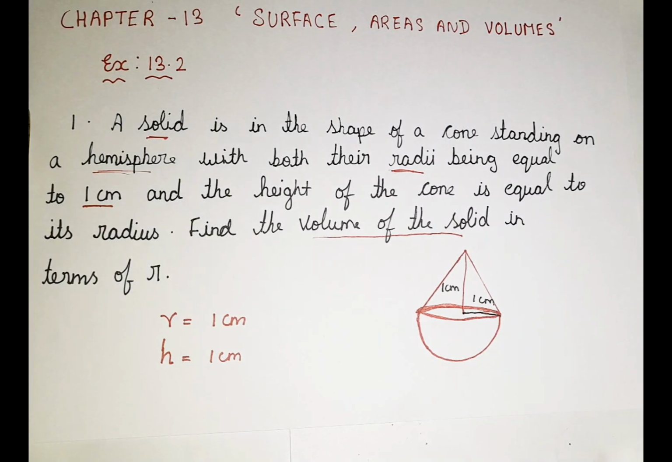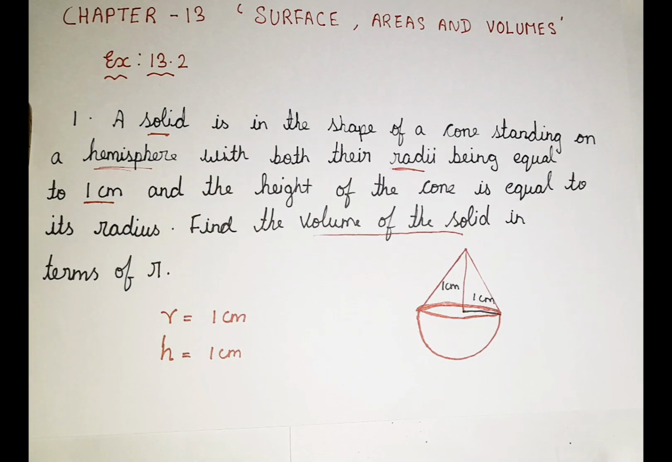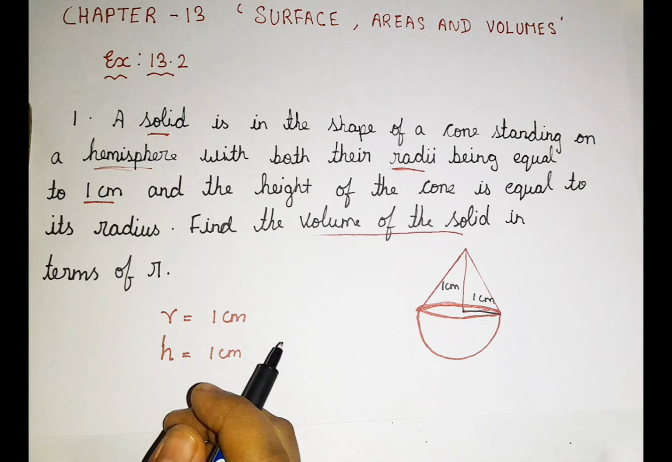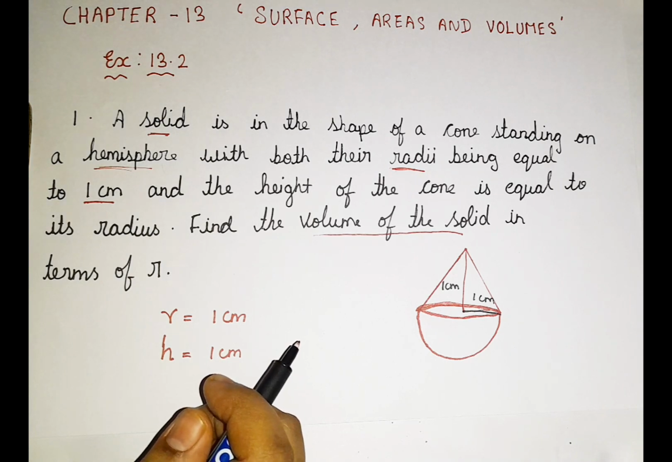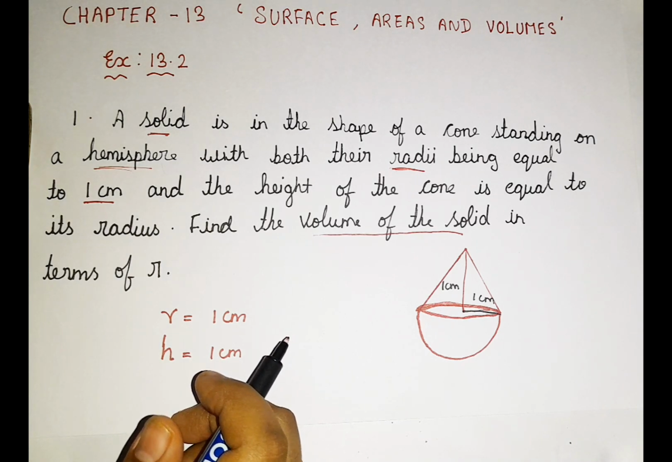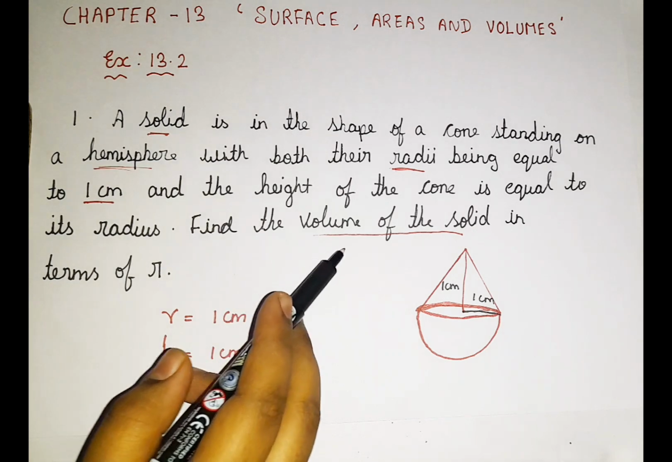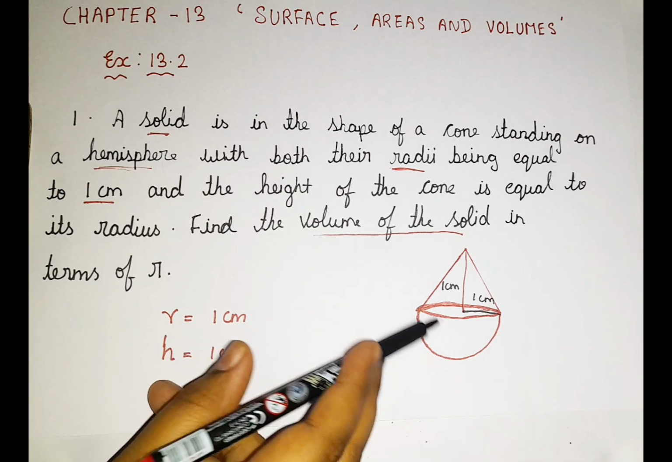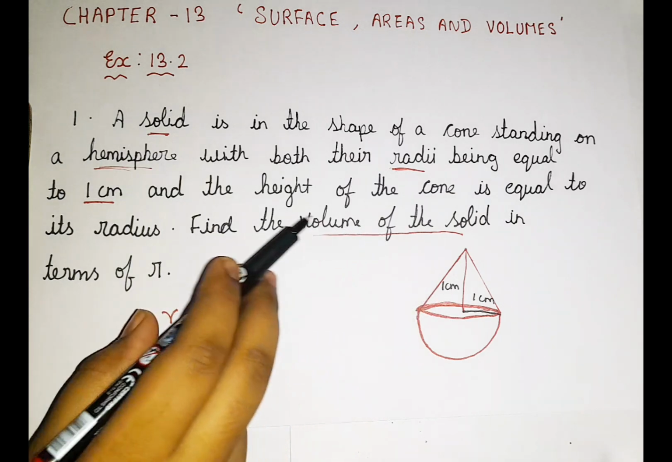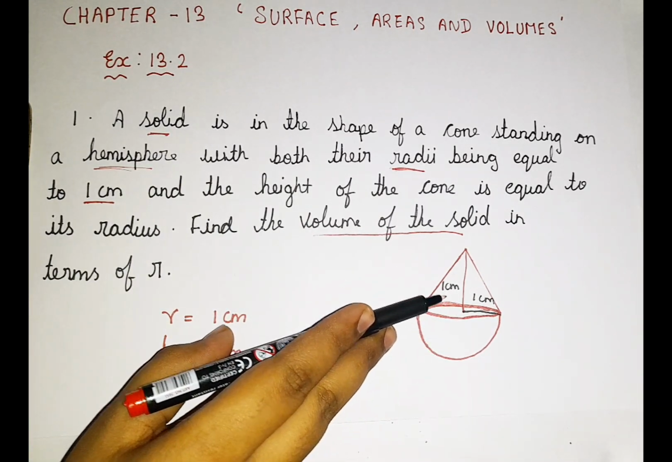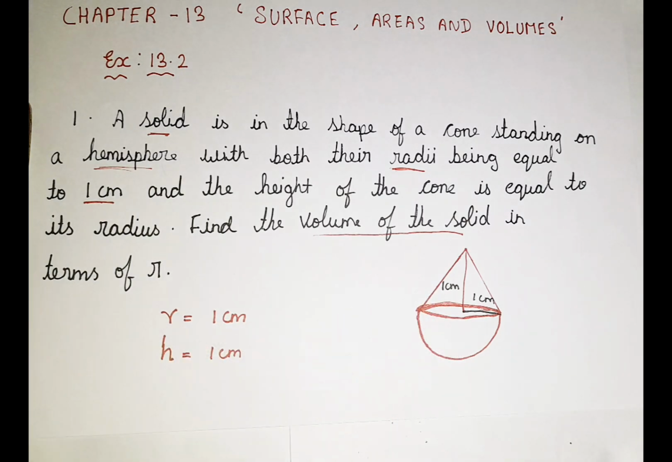Now we can actually apply the formulas, right? We are supposed to find the volume of this solid. So we are going to be applying the volume of the cone and the volume of the hemisphere. You might be wondering why I am suddenly applying volume. Because according to the question, we are supposed to find the volume of the solid. If you want to find the volume of the solid, then we find them separately: volume of the cone plus volume of the hemisphere.